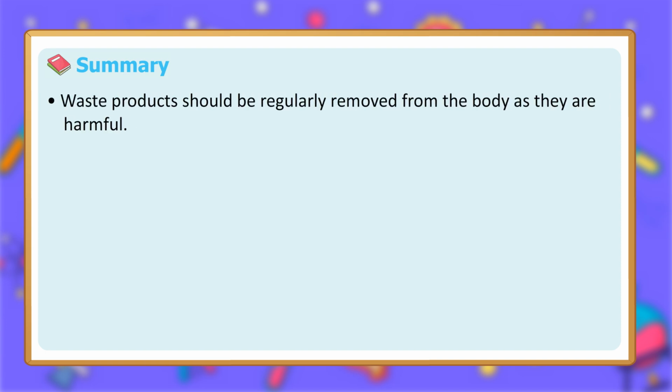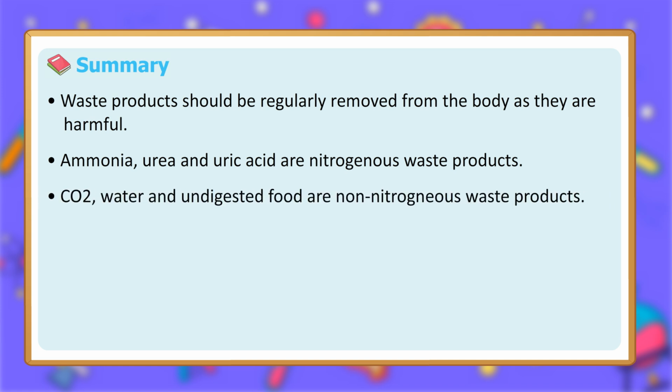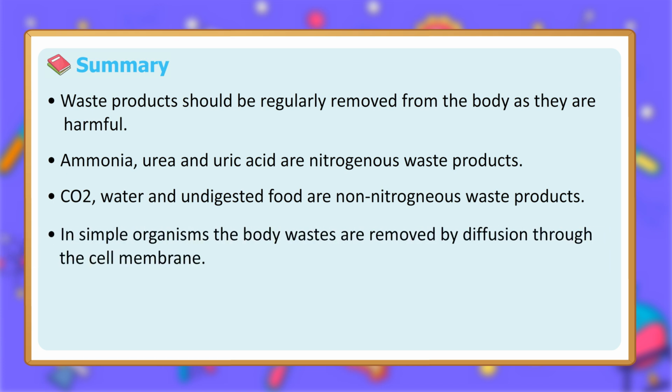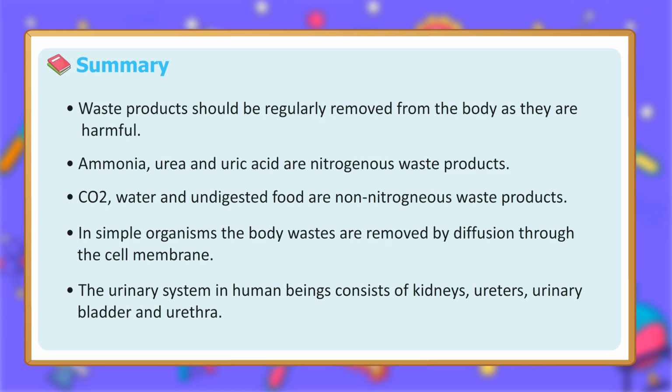Summary. Waste products should be regularly removed from the body as they are harmful. Ammonia, urea and uric acid are nitrogenous waste products. CO2, water and undigested food are non-nitrogenous waste products. In simple organisms, the body wastes are removed by diffusion through the cell membrane. The urinary system in human beings consists of kidneys, ureters, urinary bladder and urethra.